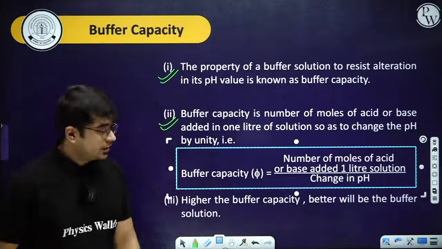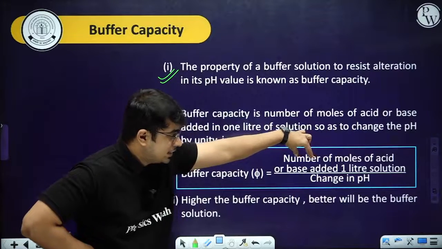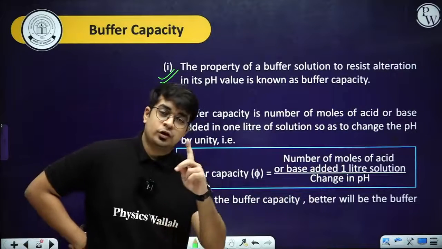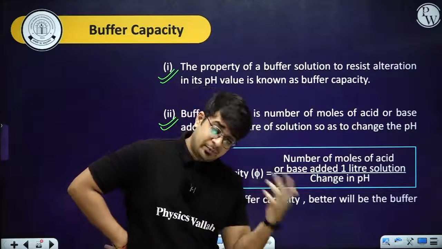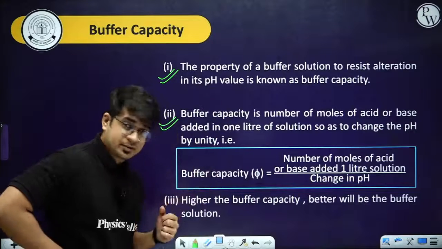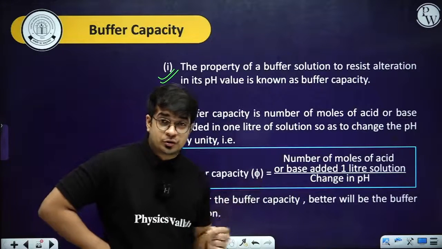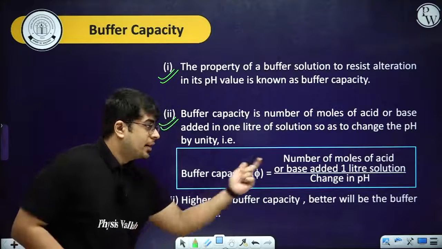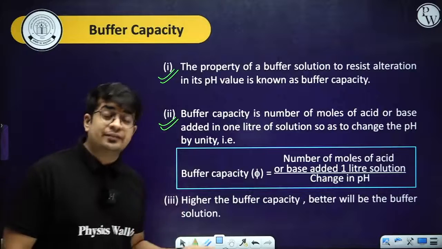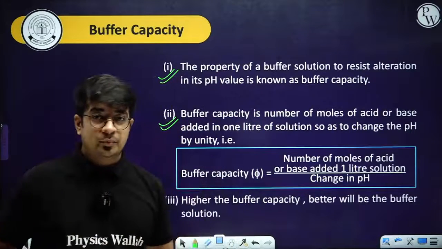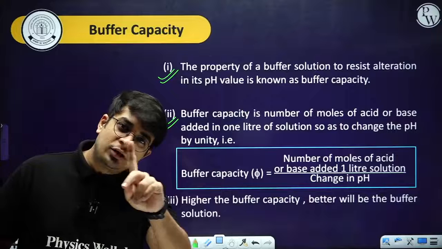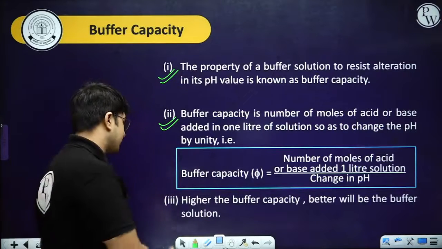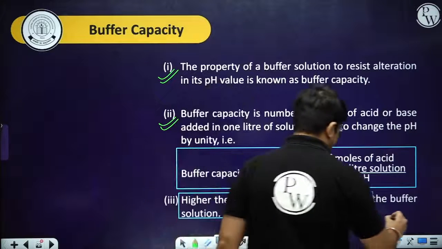Now it means if the number of moles of acid and base are more but the change is less, or for 1 unit if these number of moles are very high, it means the buffer capacity is going to be very high, and that buffer solution is going to be the greatest one. So the higher the buffer capacity, the better the buffer solution, because it will require the maximum amount of acid or base to change the pH by only 1 unit. Okay, so that buffer solution will be great. I hope this entire part is clear. A very interesting point indeed.